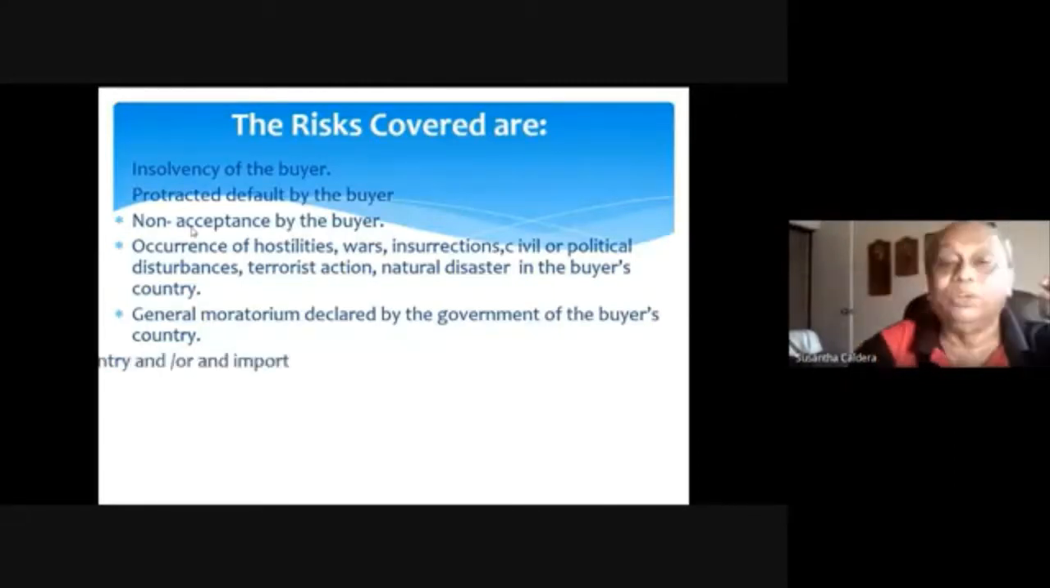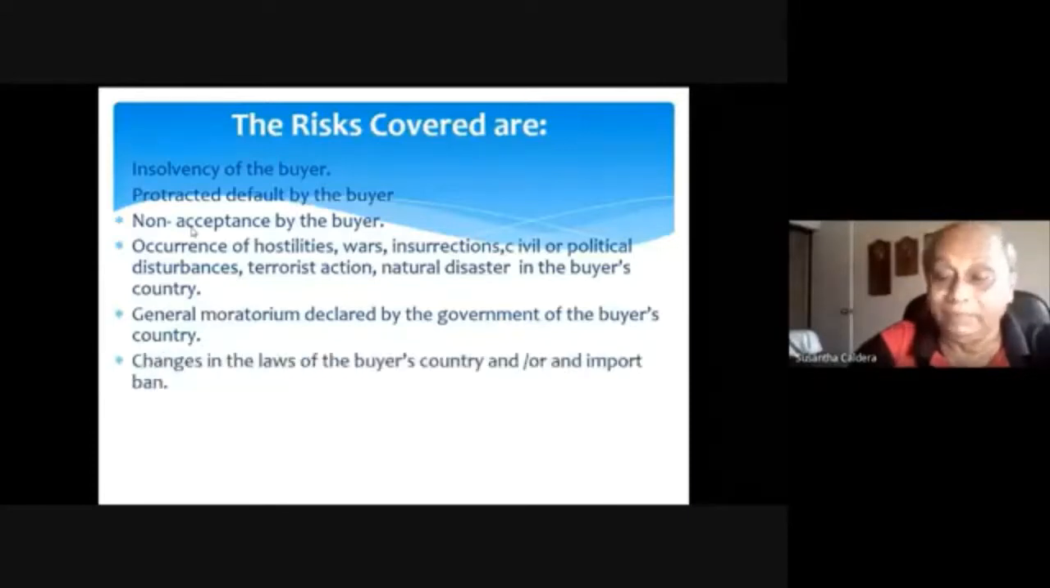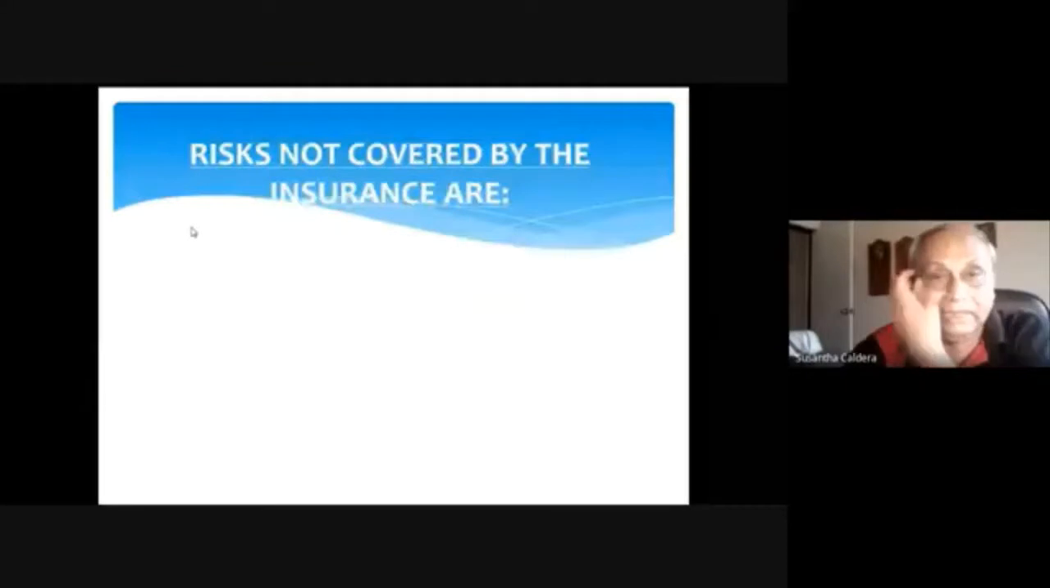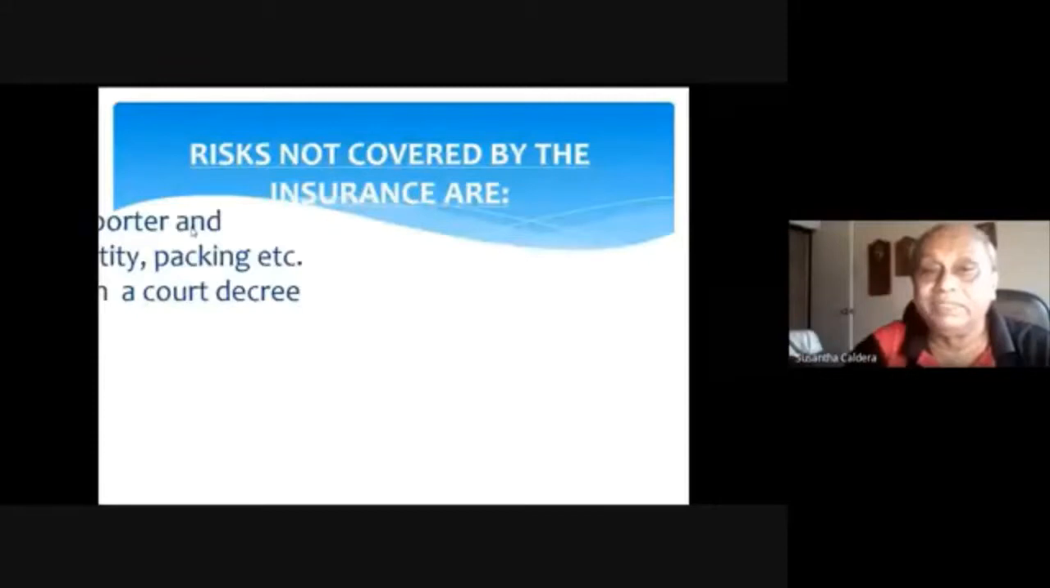Changes in the laws of the buyer's country, an import ban may be imposed. Right? Risk not covered by the insurance, specific insurance again, risk not covered.